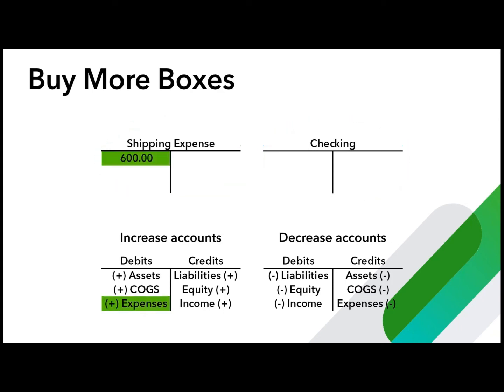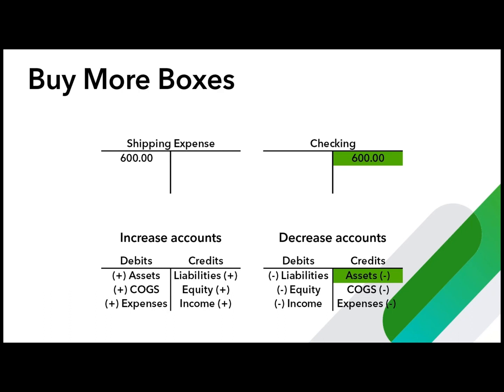Remember, shipping expense goes up. Shipping was the use, and uses are usually debits. You add $600 to your shipping expense with a debit. This makes sense because debits increase an expense account. The money came out of your checking account. You subtract $600 from your checking account with a credit. Remember, the source of money is usually a credit. If debits increase assets, then credits decrease assets.